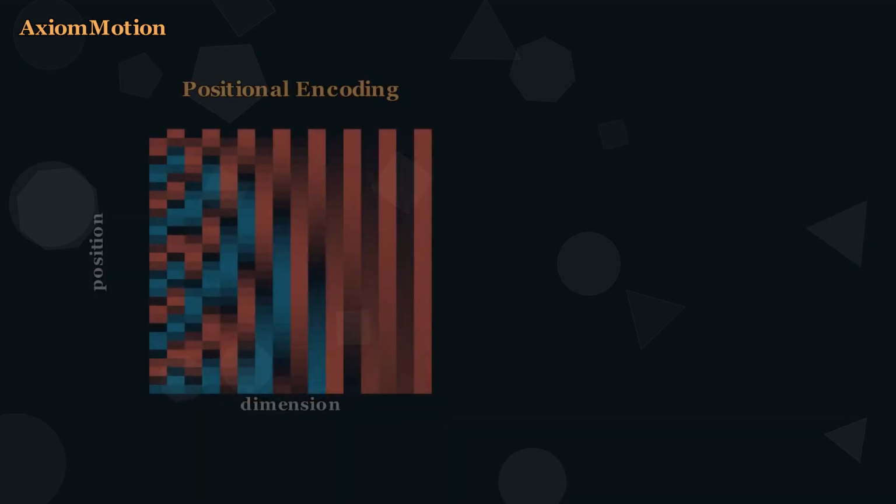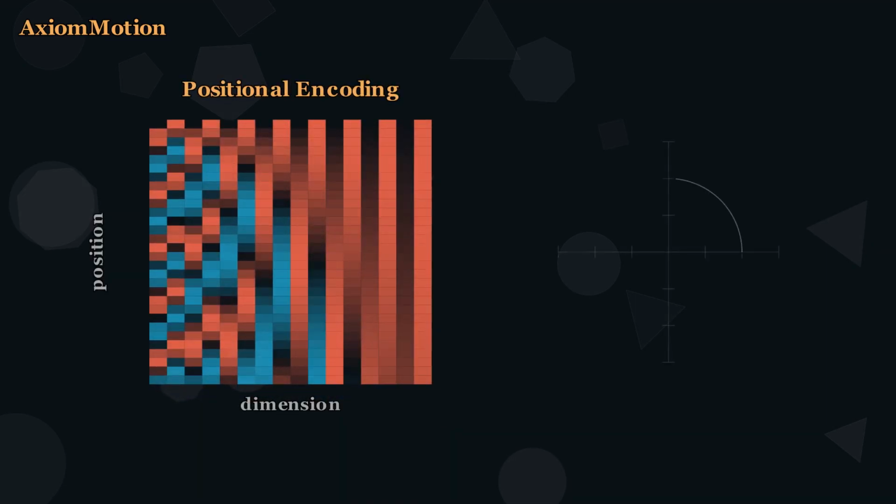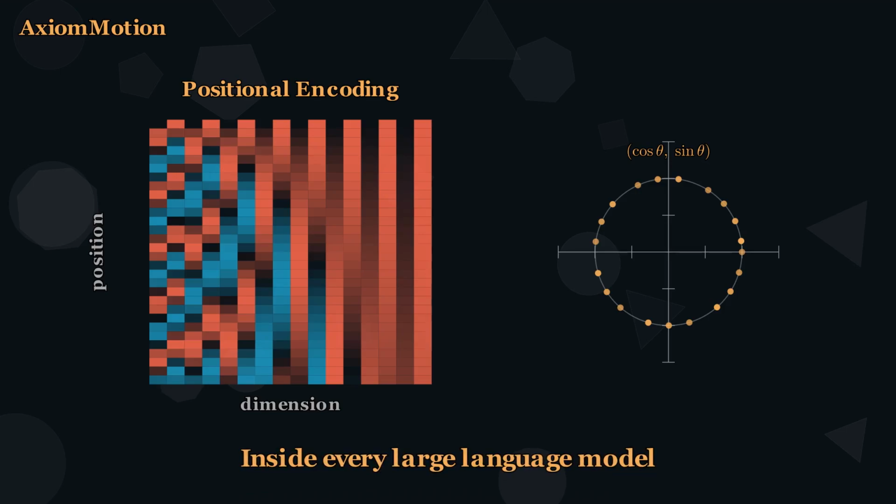Every time you send a message to a large language model, this pattern activates. Sine and cosine waves stacked at geometrically spaced frequencies, encoding the position of every single word.